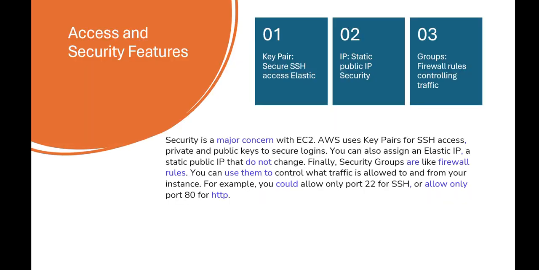Next are access and security features. First one is key pairs, second is elastic IP, and third is security groups. Security is a major concern with EC2. AWS key pairs are used for SSH access, with private and public keys to secure logins. You can also assign an Elastic IP address, a static public IP that doesn't change. Finally, security groups are like firewall rules. You can use them to control what traffic is allowed to and from your instance. For example, you could allow only port 22 for SSH or allow only port 80 for HTTP.